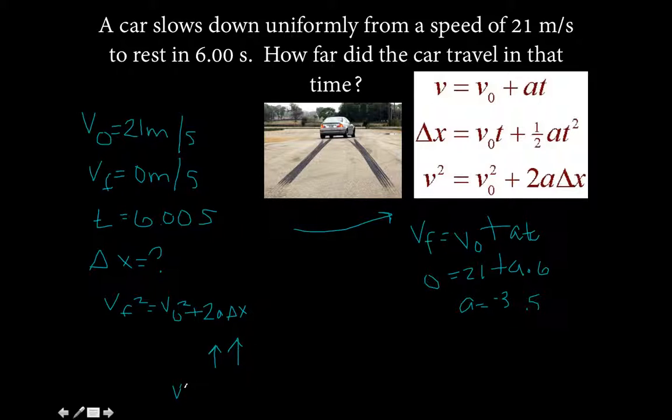So velocity final is 0 equals 21 squared plus 2a, and a is our negative 3.5. Negative is very important. Times our delta x. Solving for delta x, we get 63 meters. And it is the answer to our problem.